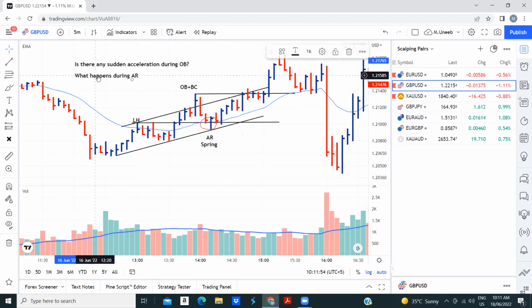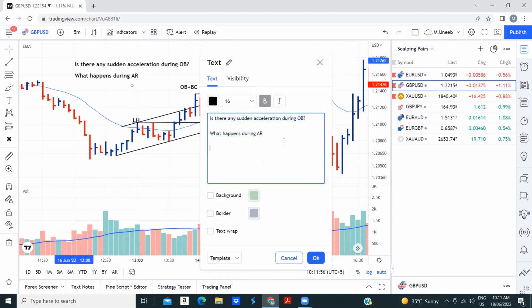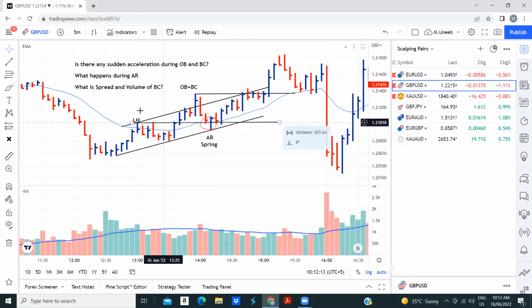And third question: what is the spread and volume of the buying climax? Is there any sudden acceleration during OB and BC? The answer is no. What happens during AR? Forms a spring. So both are wrong.